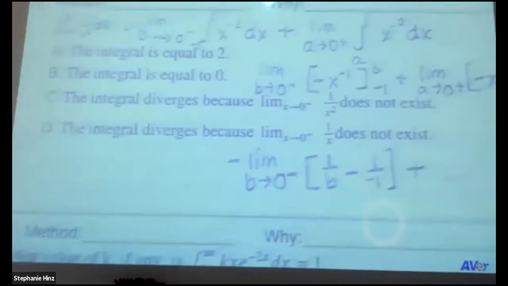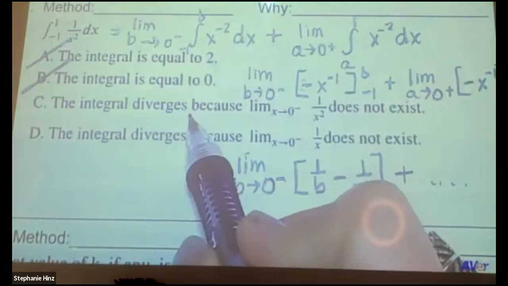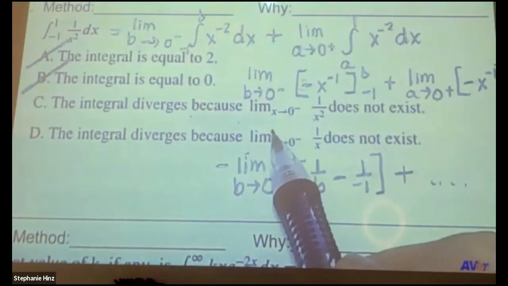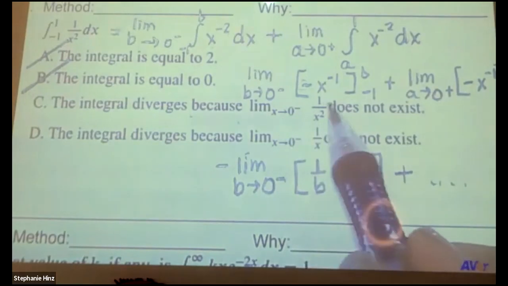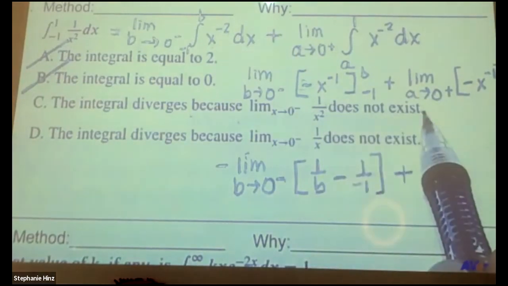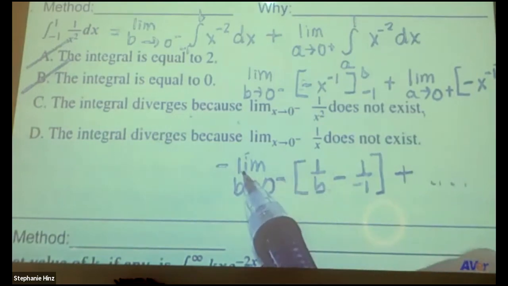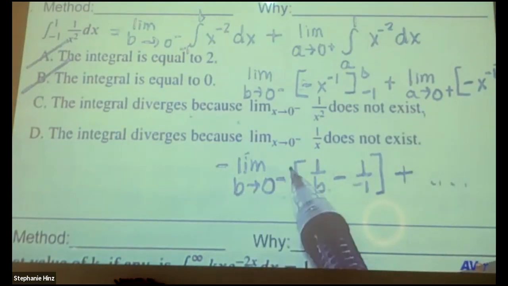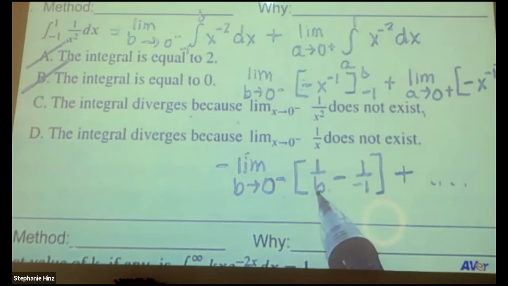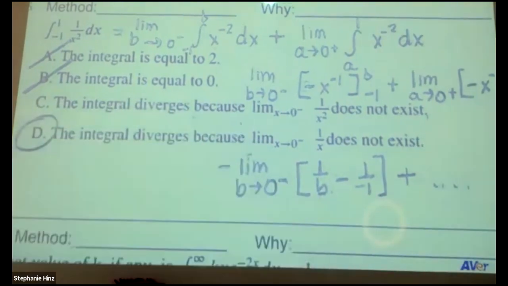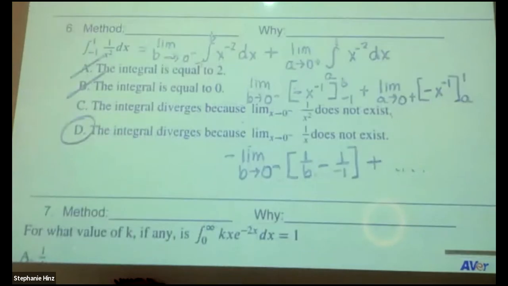Okay, great. Now we've got to do a little reading. So I know that it's not A. I know it's not B. This integral diverges because the limit as x approaches 0 from the left of 1 over x squared doesn't exist. Well, that's not what we found out. We found out that the limit as b approaches 0 from the left of 1 over b, that's where the problem was. So our answer is choice D.